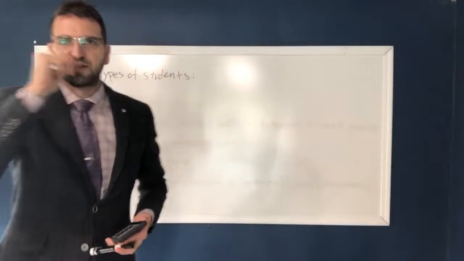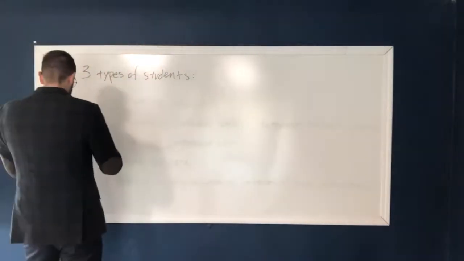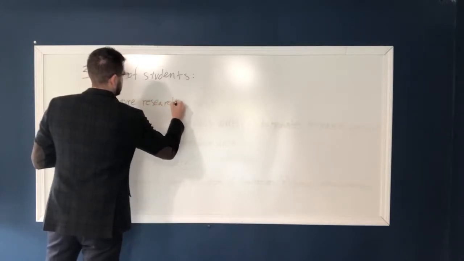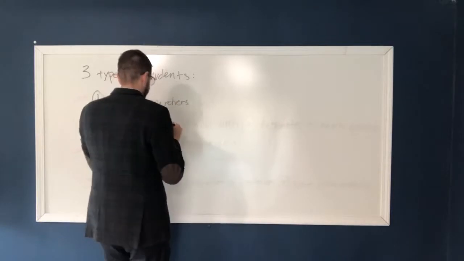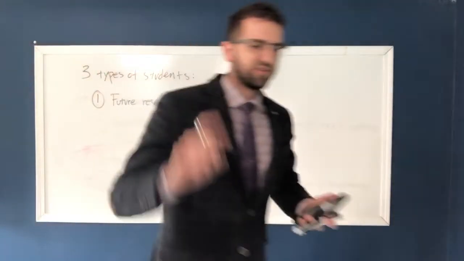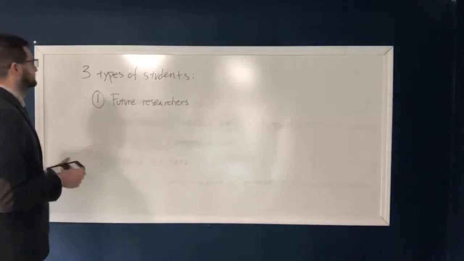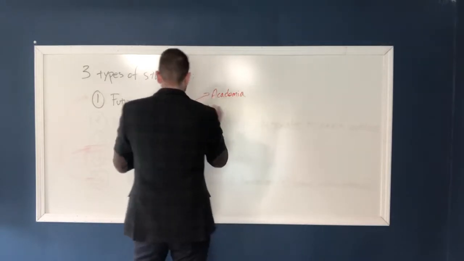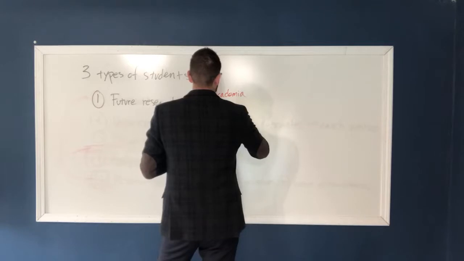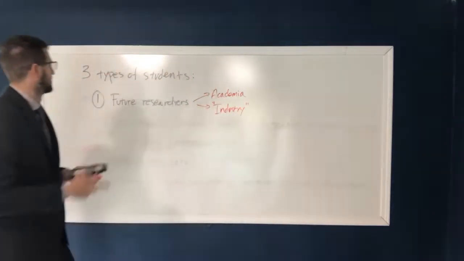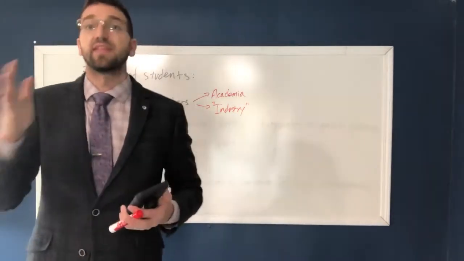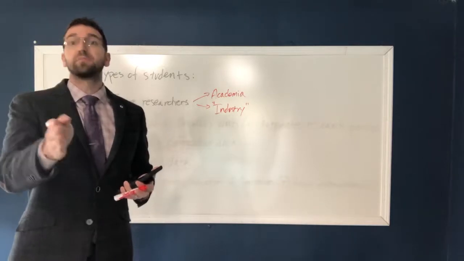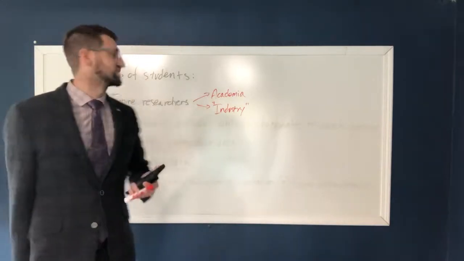But to that point, there are three types of students. So there are people who want to be future researchers, right? And future researchers, they follow the research process, right? And they produce research. And they either publish it internally in their agency, or they publish it in journals that you can find on the library website.